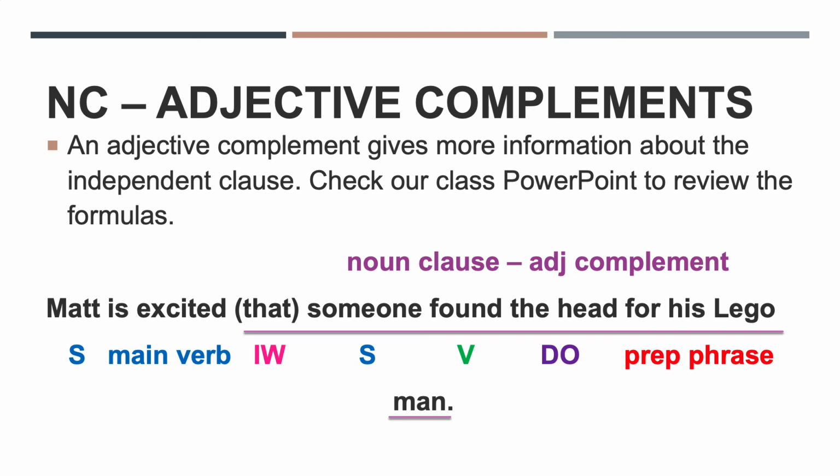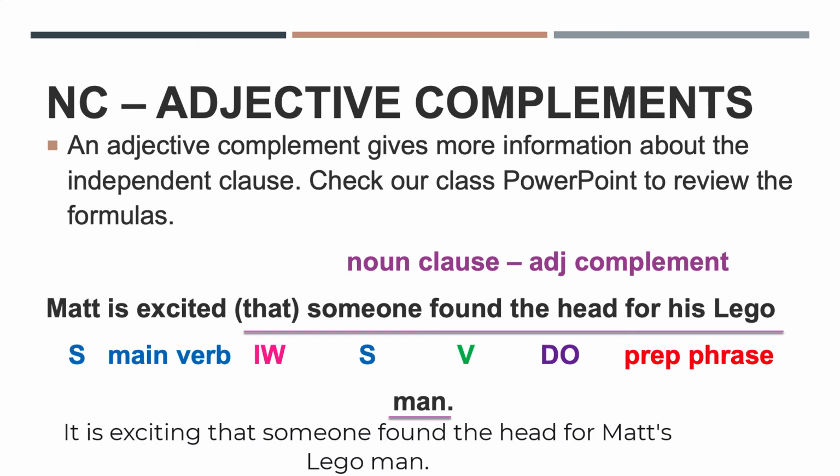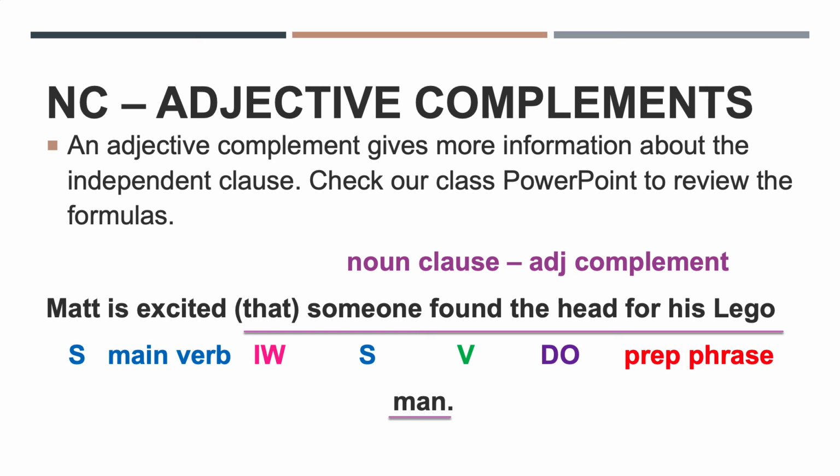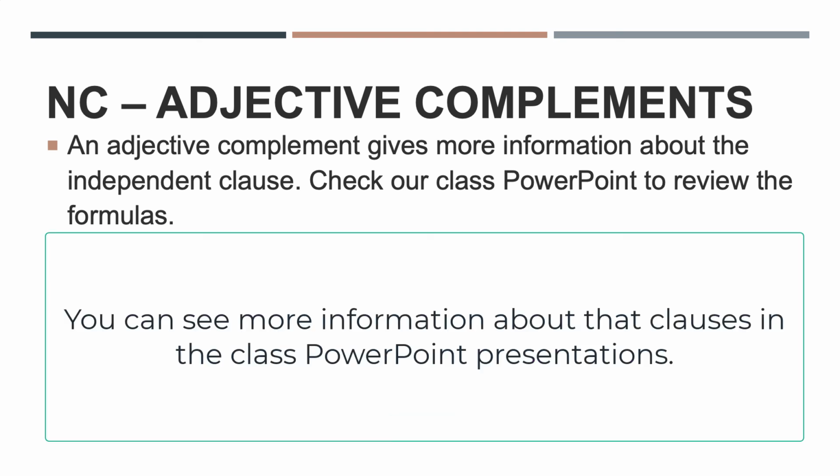As we learned in the PowerPoint and the virtual class, we have two formulas that we can use for adjective complements. The first one, which is the one in the example, is subject plus be plus adjective plus that clause. The other formula is it is adjective that clause. So if you really want to see how you build these two types of formulas, please refer back to the PowerPoint. It'll give you explanations and it'll give you examples.